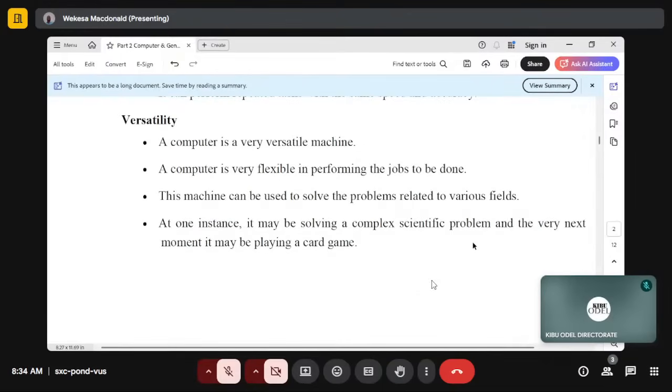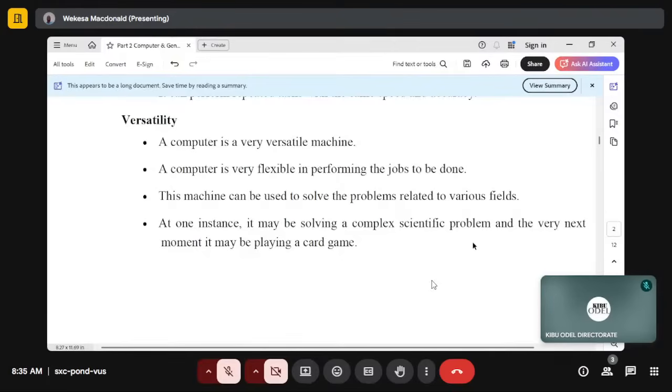Another advantage of a computer is versatility. Versatility is being flexible in performing the jobs to be done. It can perform any job as long as it is programmed. It might solve complex scientific problems, and it is also doing multi-programming and multi-processing. So it's more versatile.